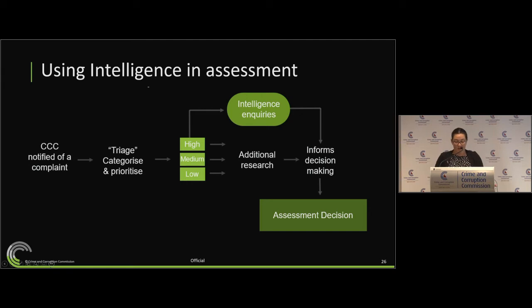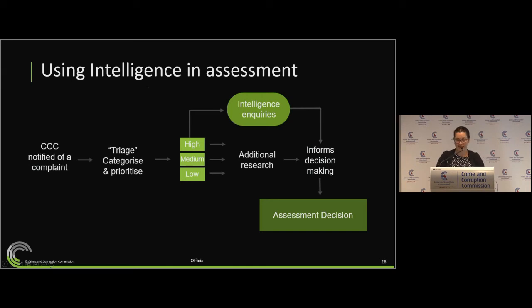Now, if you can look at the flowchart, you can see where intel inquiries plug into this process. At the CCC, we will only direct intel inquiries on matters of high importance and priority, and that, of course, is to make sure that we're allocating resources in the most effective and efficient way. Now, the way additional research and intelligence inquiries are carried out are actually quite different.